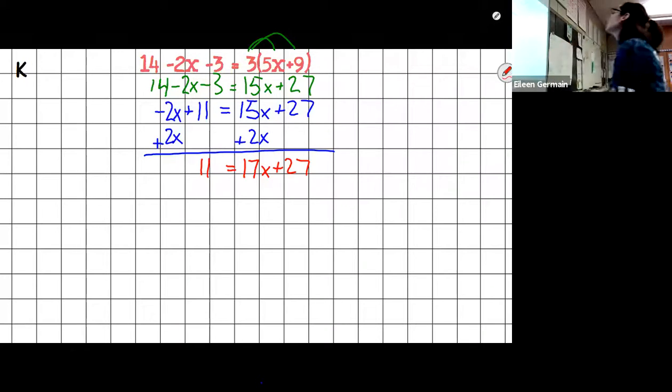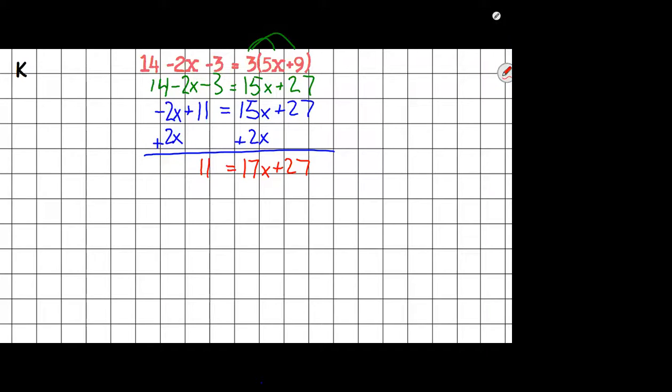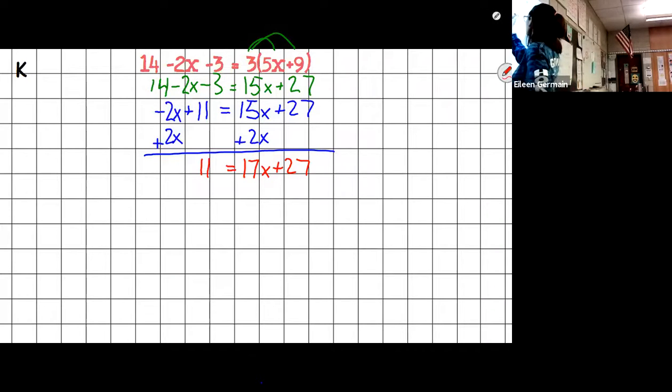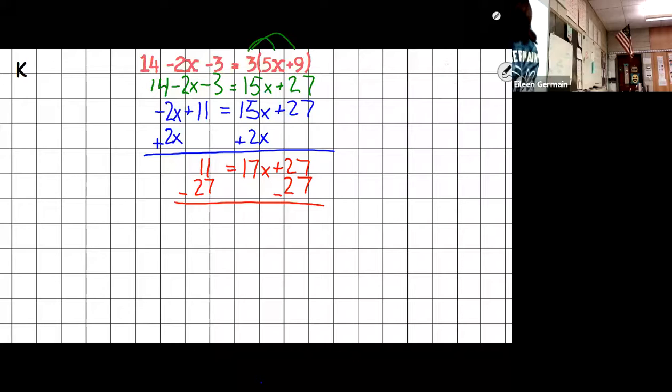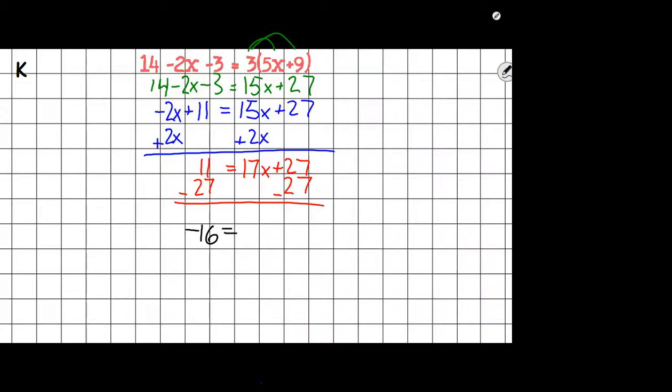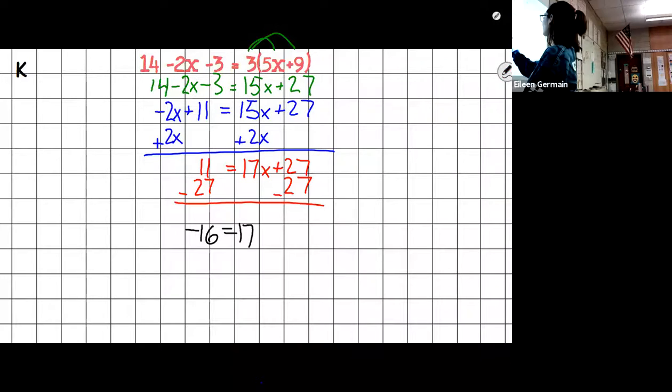17x plus 27 equals 11. Good. So what would you do next here, Gabe? You would have to subtract the 27 from both sides. Very good. Because we have a plus 27 and we want to move our constants to the left side here, we would want to subtract 27 from each side. And what would we get when we subtract 11 minus 27? Negative 16. Awesome job, Gabe. Negative 16 is equal to what? 17x.